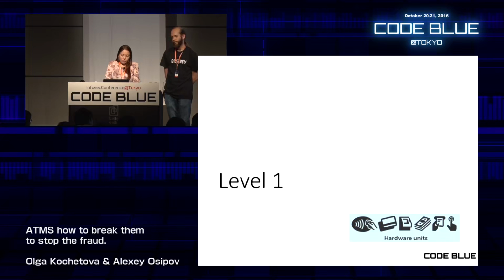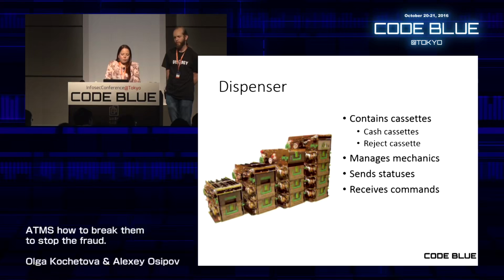But let's go up to level 1. It's the level of hardware units. A typical dispenser consists of 4 cash cassettes and 1 cassette for ejected notes. Each cash cassette holds 3,000 banknotes. So a typical dispenser and typical ATM, for example, here in Japan, might contain up to 50 million yen.